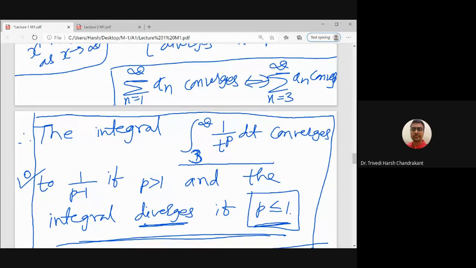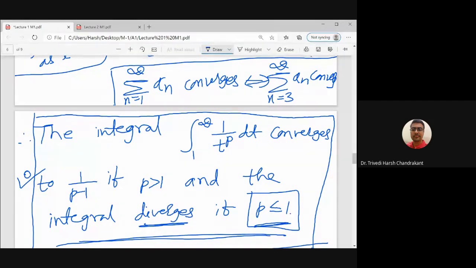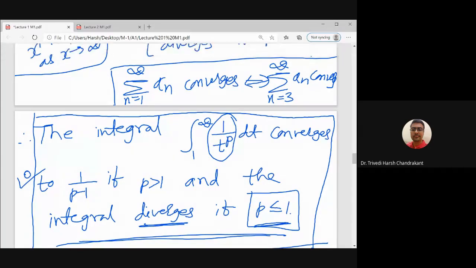So which real number we start from will not change the behavior of the integral when the function is nice enough, like a continuous function, right? If the function is unbounded, then we have to check. But for this kind of function, which is bounded on the interval 1 to infinity, the convergence behavior will not change.